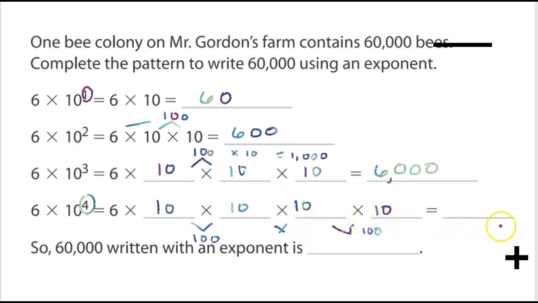See if you can pause the video and tell me. It should be 10,000. And it is. But when I attach this 6 to it, 6 times 10,000 will give us 60,000. So 60,000 written with an exponent is 6 times 10 to the fourth. And all you do is multiply.